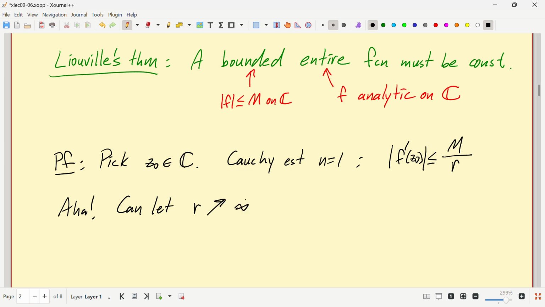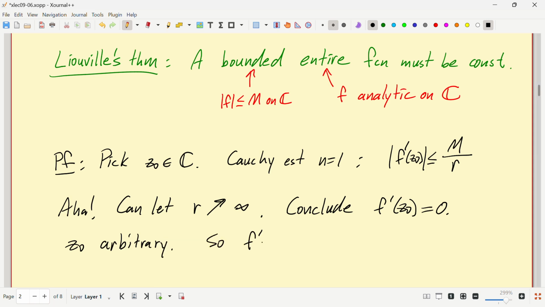Increase out and become arbitrarily large. And we conclude that f prime is 0. And that was an arbitrary choice. So z naught is arbitrary, so we conclude that f prime is identically equal to 0, and that implies f is constant. So that's all there is to it. What a simple proof. And that is going to be the basis of our fundamental theorem of algebra.